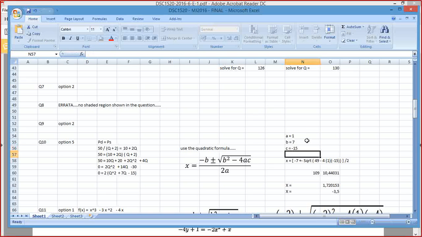C is minus 15, and that's what I plugged into the equation here. x equals minus b plus or minus the square root of b squared minus 4ac, over 2a. So I square rooted all of that, and then I got those answers. x came out as 1.72, or x came out as negative 3.5.